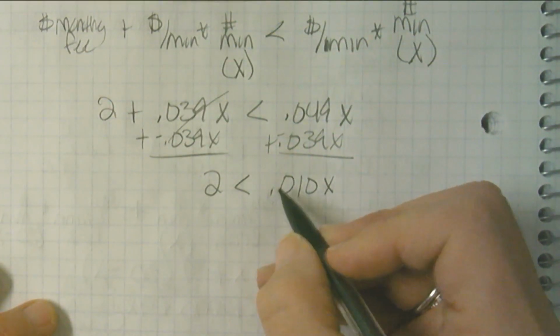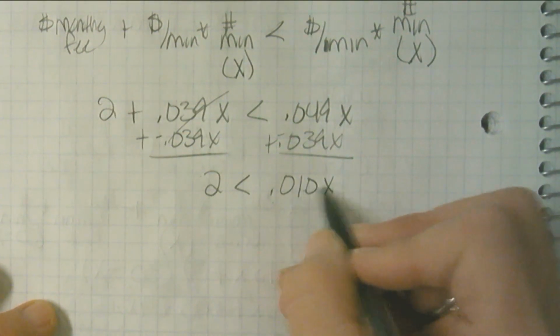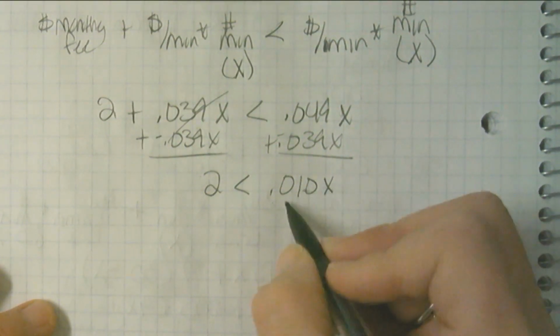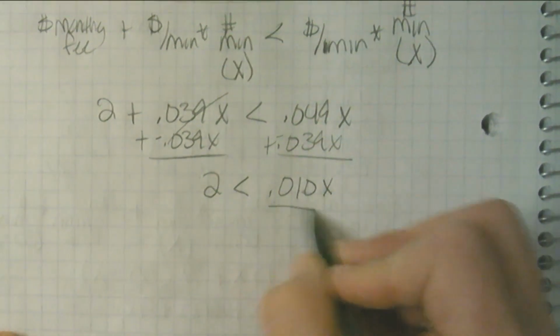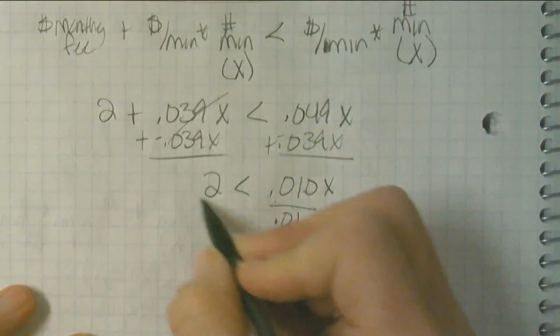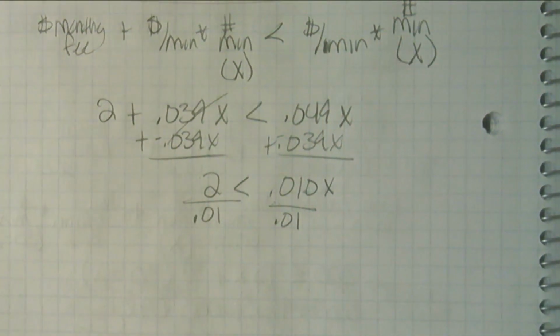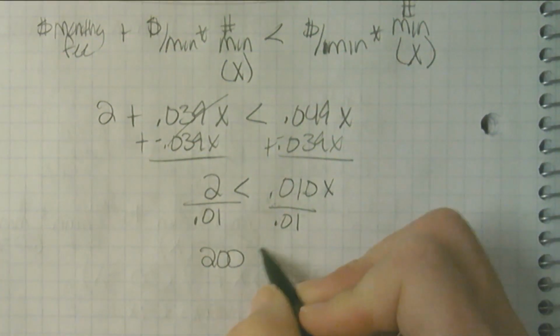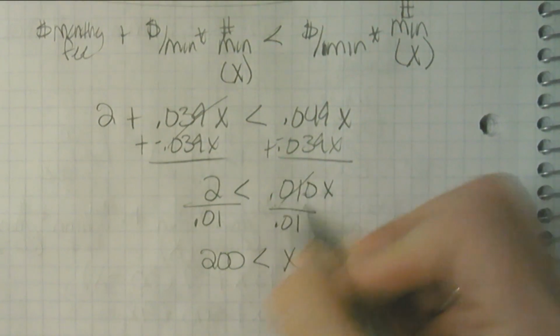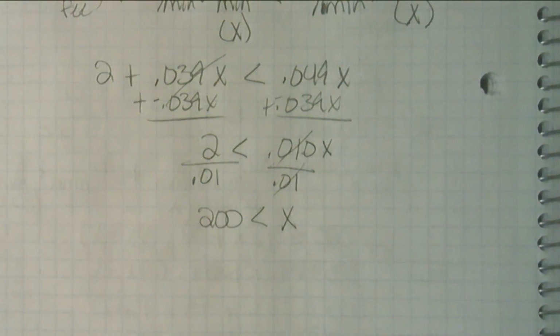Plus negative. What's this? What operation's going on here? Divide. Yeah. So this is multiplication, right? So exactly. So we're going to divide by 0.01. All right. That's when you guys get your calculators. You will be able to use your calculators. All right. So I'm going to do 2 divided by 0.01, and I end up with 200. And then is less than my x. AJ?